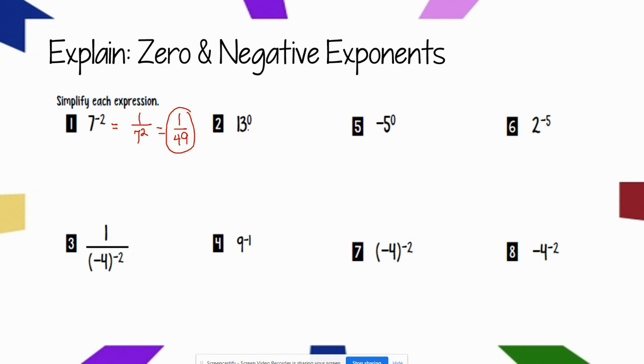13 to the 0 power is going to give us 1, because we know that any number raised to the 0 power is 1.